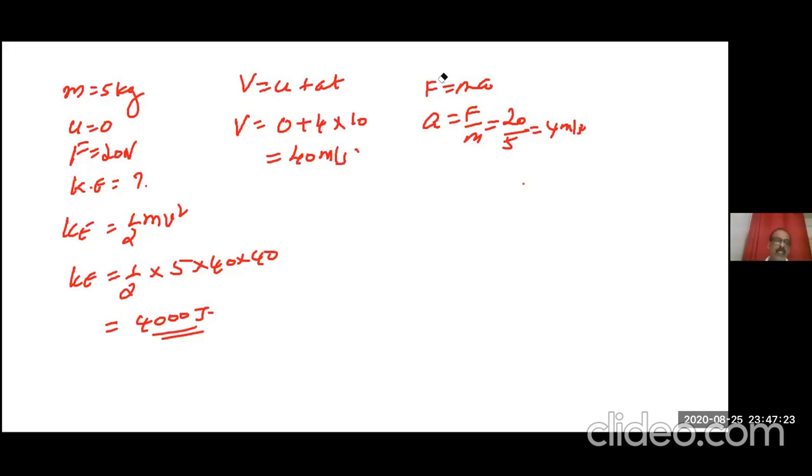If you want this, you can write this way: 4 into 10 to the power 3 joule, or 4 into 10 to the power 3 kilojoule. Like that you can write if you want. It's not because the mass is in kilogram that we are writing kilojoule. Okay, sir. Okay.